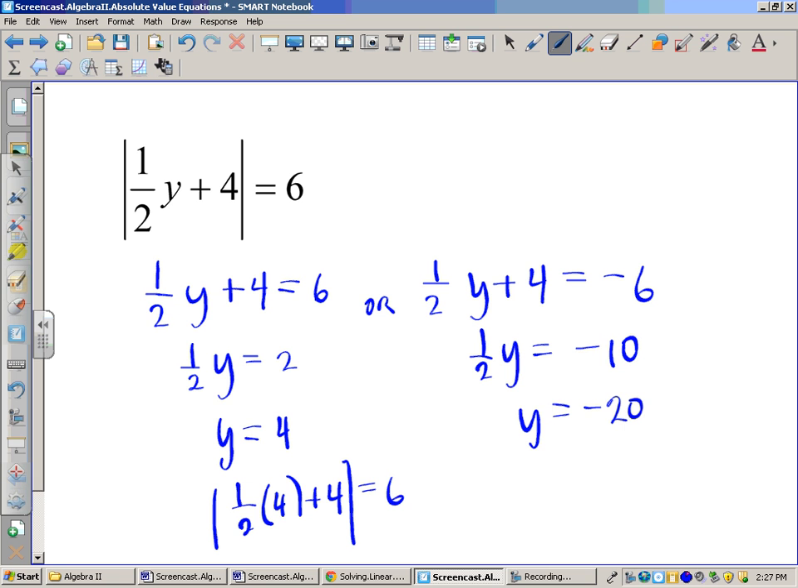of the problem. Half of 4 is 2 plus 4 is 6, and half of negative 20 is negative 10 plus 4 is also positive 6.